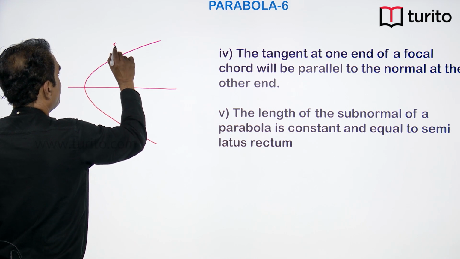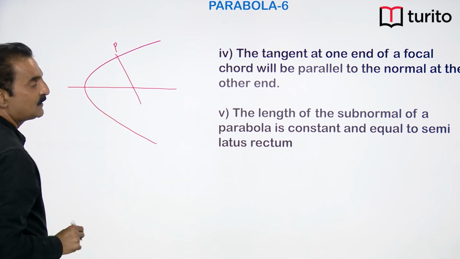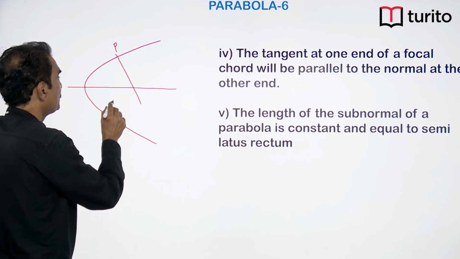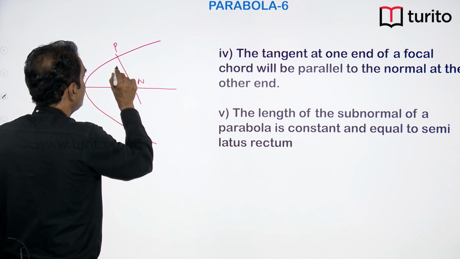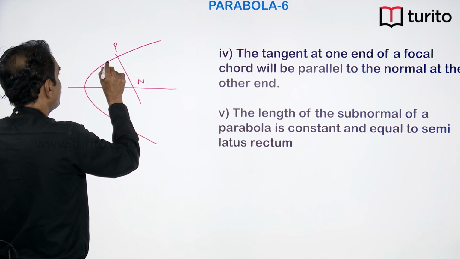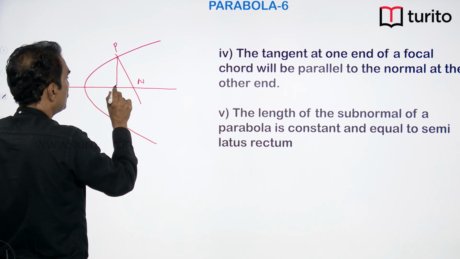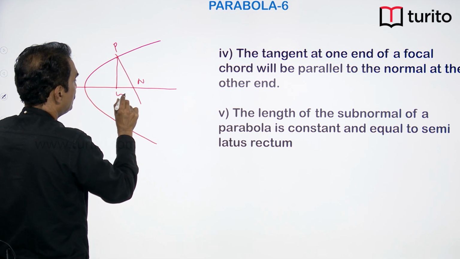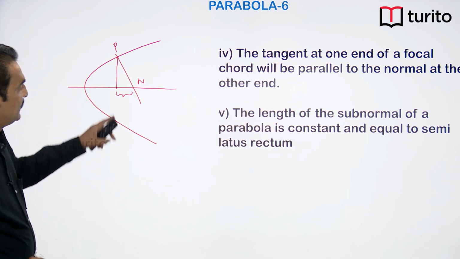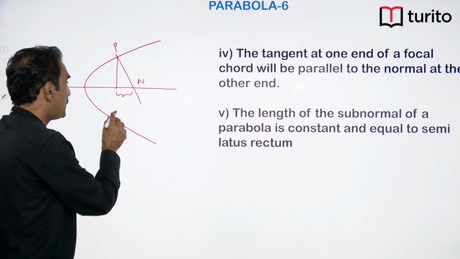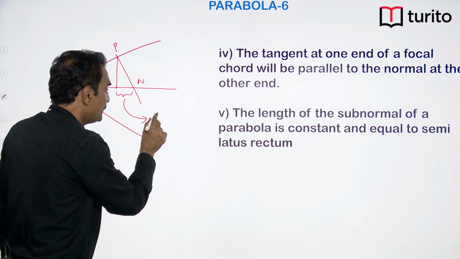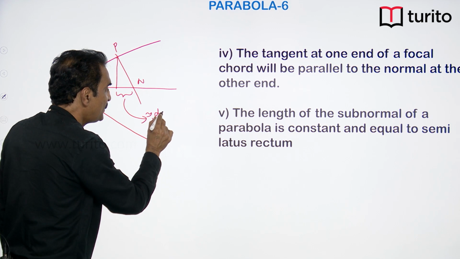Take a point P. Draw a subnormal. This is n. Now, subnormal is this length. This length is subnormal, it is given by y1 into dy by dx.